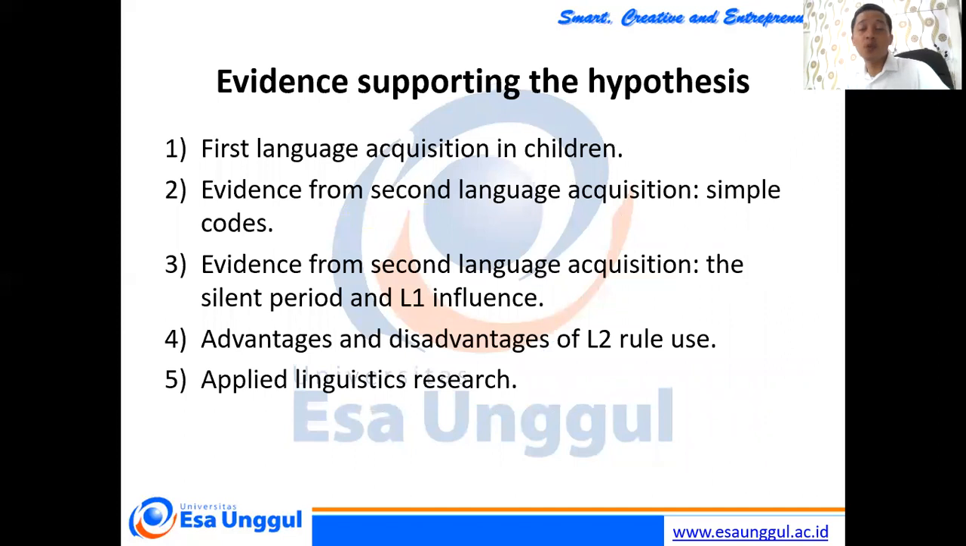Evidence supporting the hypothesis includes first language acquisition in children, evidence from second language acquisition such as simple codes, the silent period and L1 influence, advantages and disadvantages of L2 rule use, and applied linguistic research.